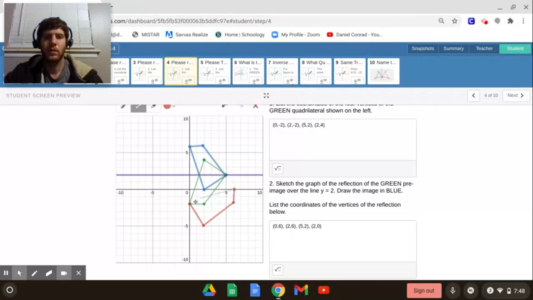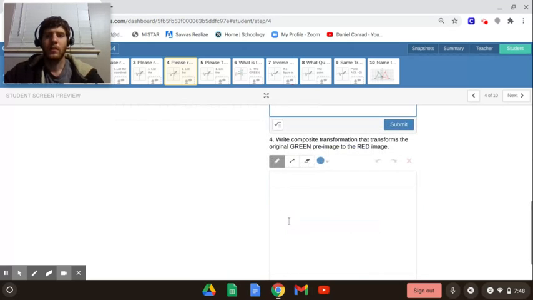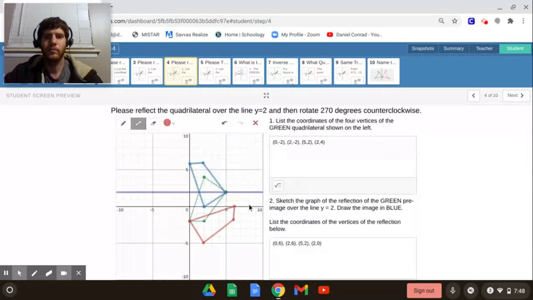And there's going to be your 270 degree rotation, three-quarters of the way back around. Right, and then if we want to write a composite function, the first thing we did is we reflected across the line y equals 2.